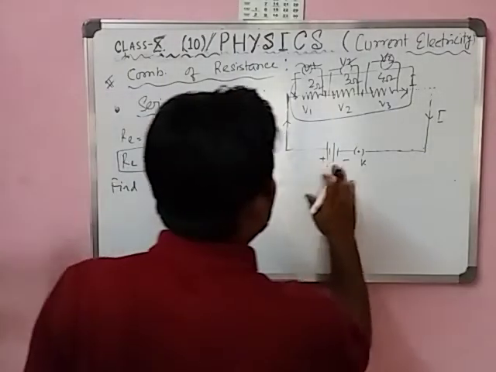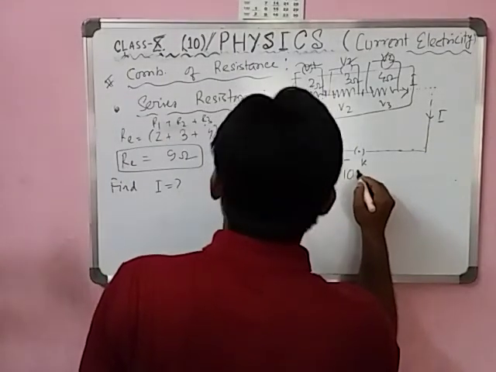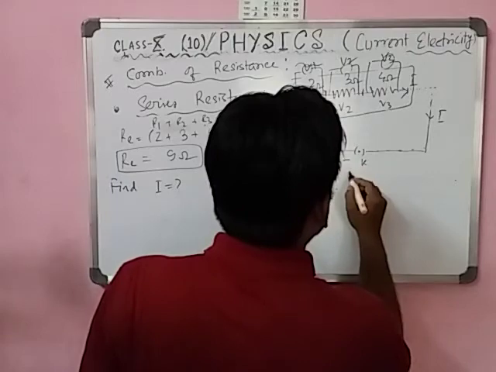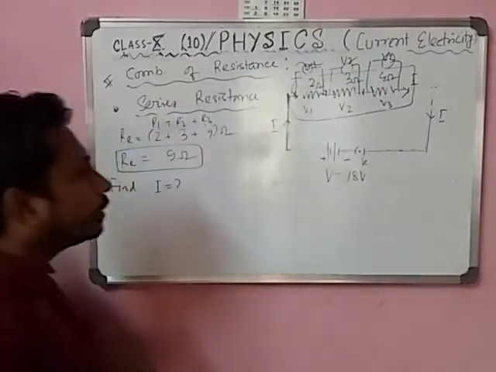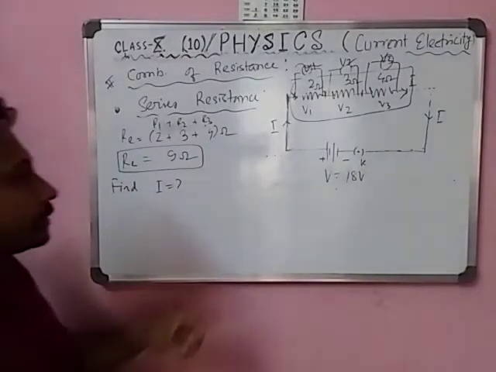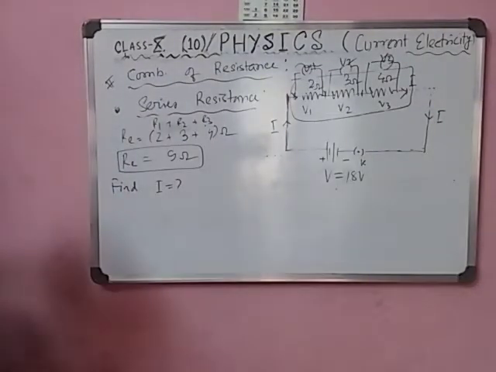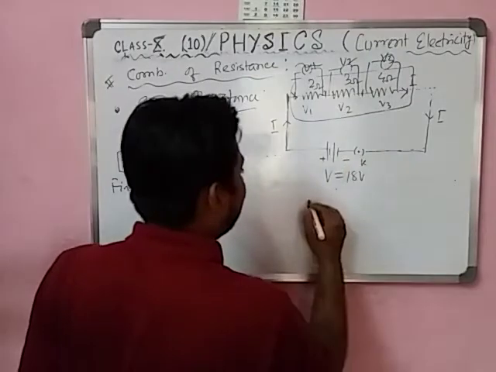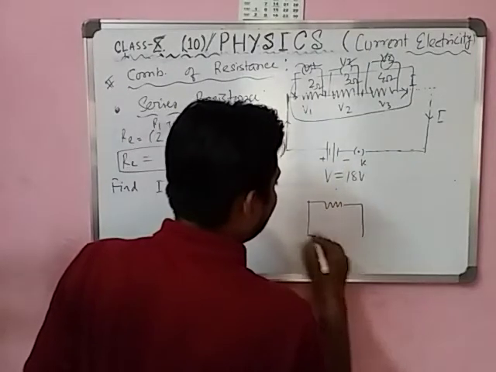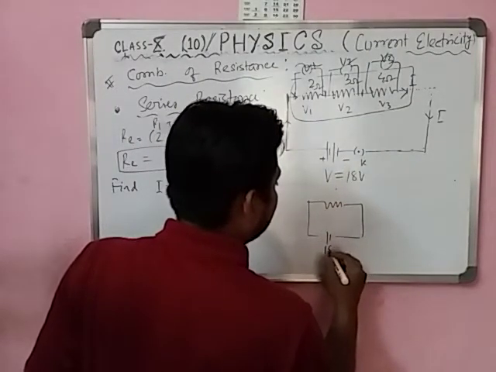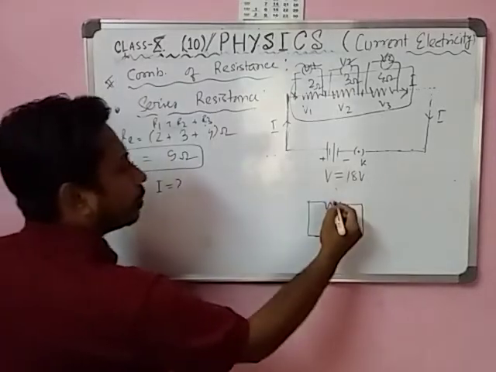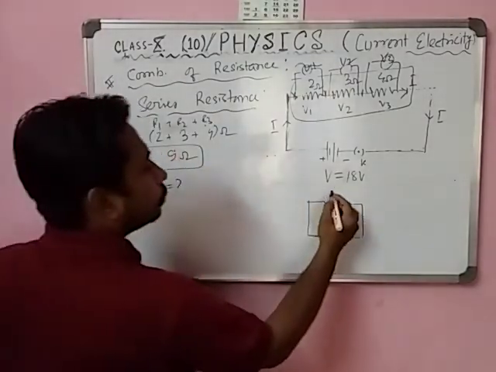So I will provide you a potential, sorry, 18 volt. Okay, so what is the current? Suppose here giving 18 volt potential. So what is the current? Now student listen, these all are combining will get R equivalent. This is 18 volt and R equivalent is how much? 9 ohm. So you can put 9 ohm.